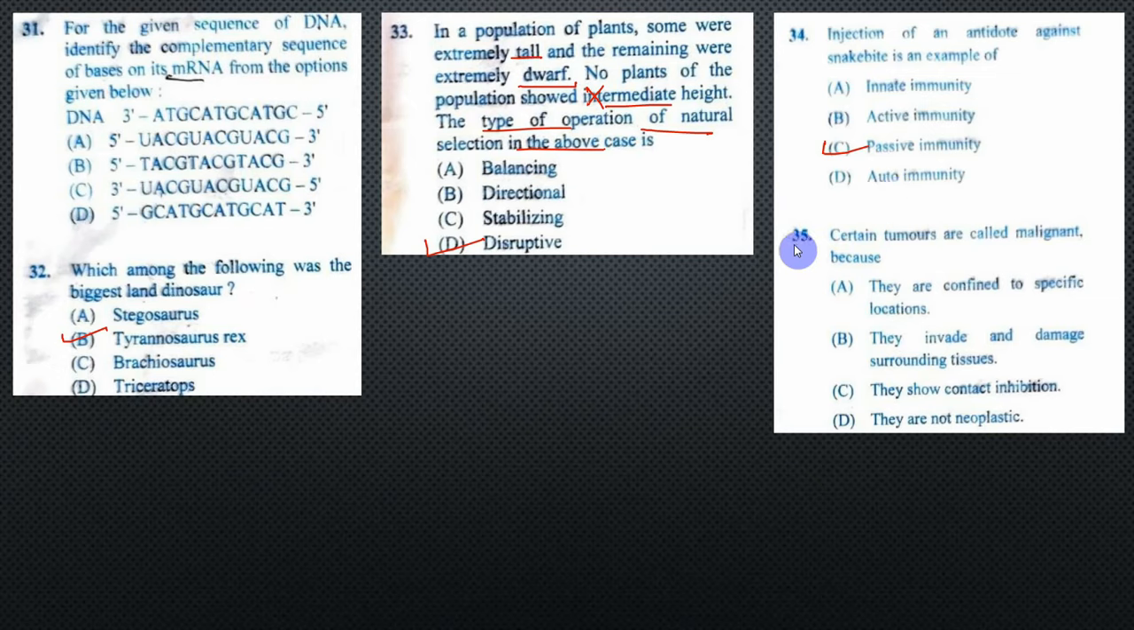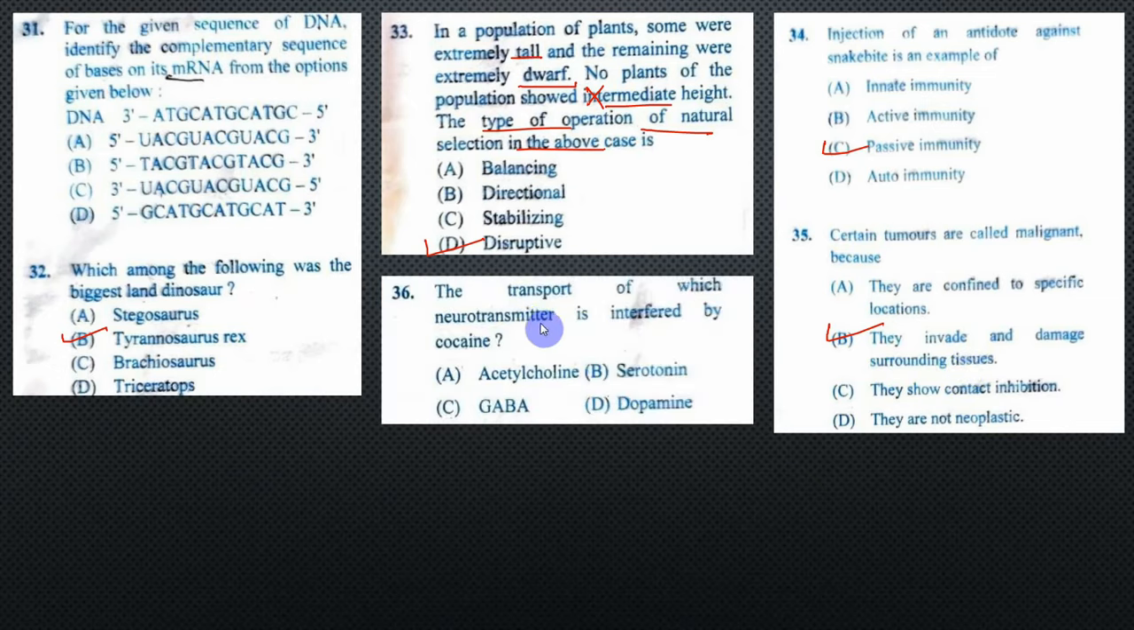Now, moving on, next question we are having: certain tumors are called malignant because they are confined to a specific location, they invade and damage surrounding tissues, they show contact inhibition, they are not neoplastic. The tumors that are malignant show metastasis and they do not have contact inhibition, right? So from this, B is the right answer, that is, they invade and damage the surrounding tissues. The invasion by the malignant tumor cells is called metastasis.